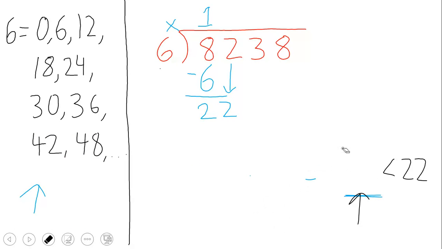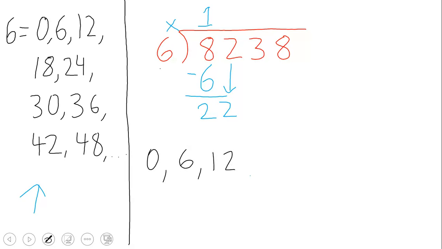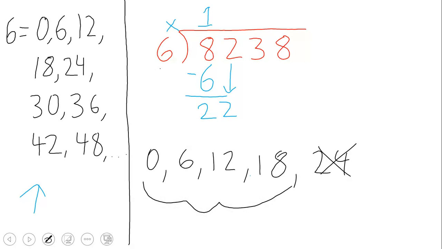Okay, so let's look at our multiples of 6. And we have 0. 0 is a multiple of 6, and that's less than 22, so that's good. We could put that down. 6 is a multiple of 6, and that's less than 22. 12 is a multiple of 6, and that's less than 22. 18 is a multiple of 6, and that's less than 22. 24 is a multiple of 6, but 24 is greater than 22, so we cannot use 24. Okay, so out of these multiples here, these are the multiples of 6 that are less than 22.